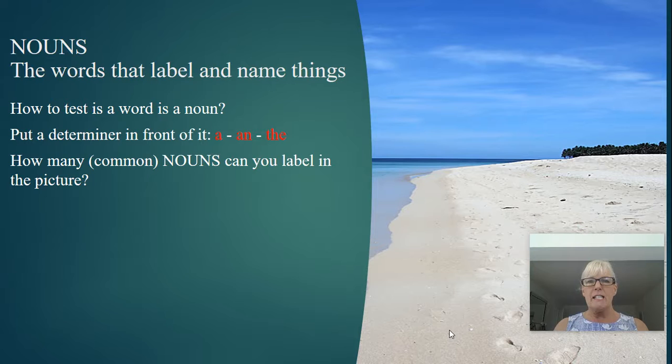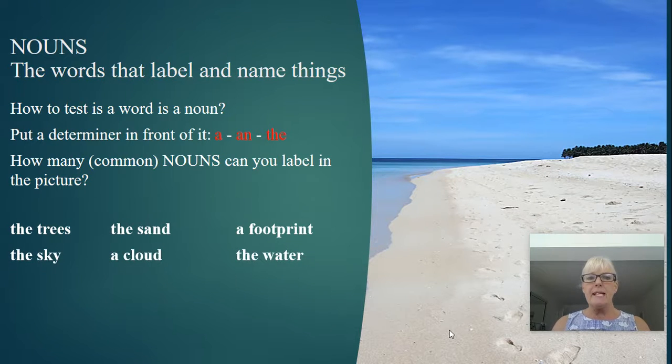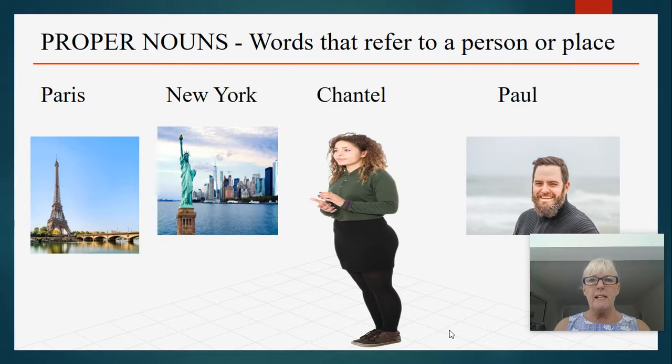I'd just like you to write down a few of those before I switch to the next screen. So you might want to pause me there while you write down your answers. And then when you've done that, let's have a look at some of our answers. So the trees are in the distance there. The sand, a footprint or footprints. It doesn't matter if it's plural. We've got the sky, clouds or a cloud, the water. You could have had the sea, the horizon, all of those things, common nouns.